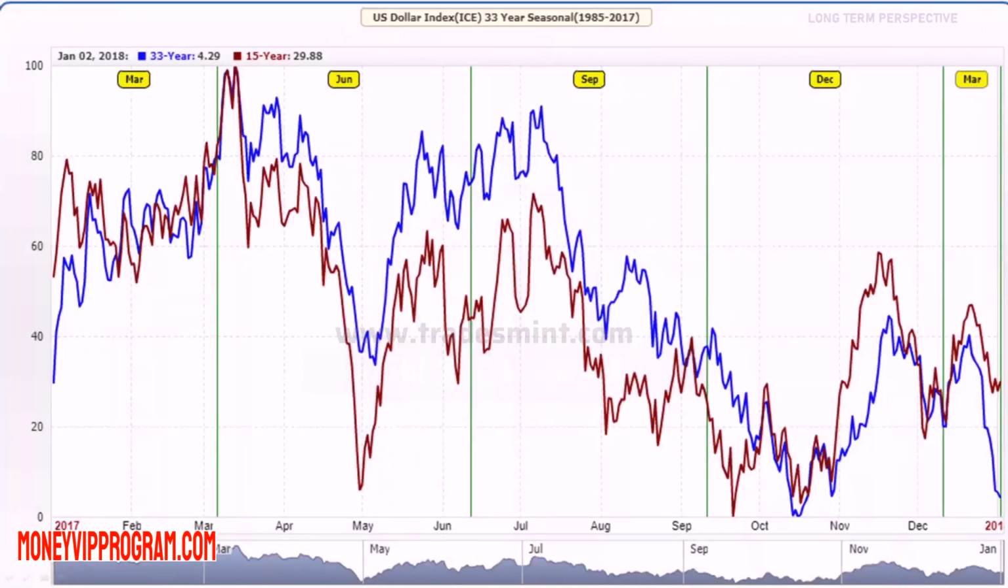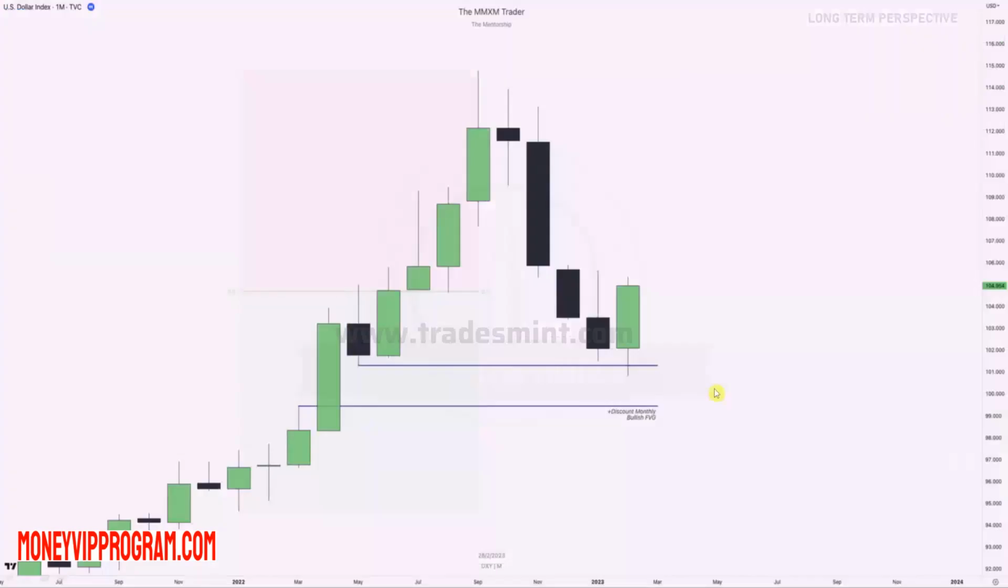Over here we've got a seasonal tendency chart for the US dollar index, and let's focus on January and February. We can see they're pretty bullish, so we have those lines going up. We have the 33-year line, the 15-year line, and January and February looking pretty bullish. Here we have a US dollar index chart on the monthly. We've got this monthly fair value gap being hit, a discount monthly fair value gap, and let's look at how that forms.